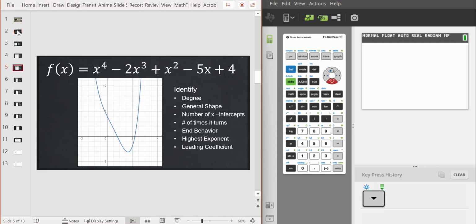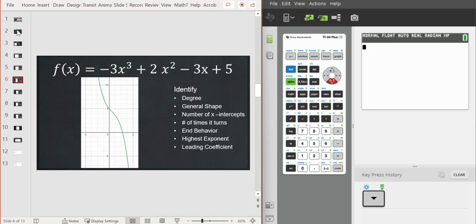X to the fourth, notice it's kind of like a U, kind of like a parabola, but it's kind of dented on the right. This guy has two x-intercepts. It only turns once, though. This one's negative 3x cubed plus 2x squared minus 3x plus 5. Again, this one only has one x-intercept, and notice it's kind of like an N again, but it's kind of stretched, kind of weird. Only one x-intercept again.